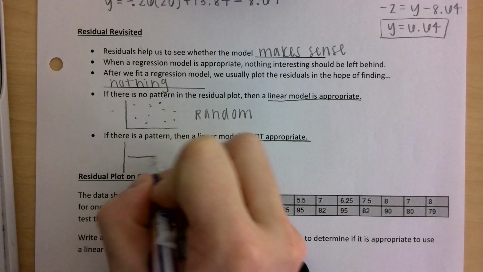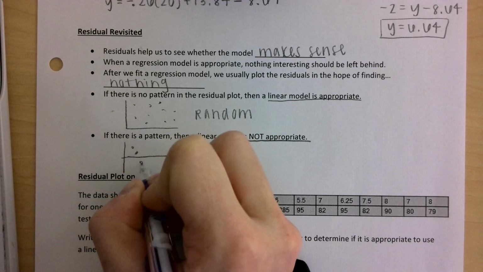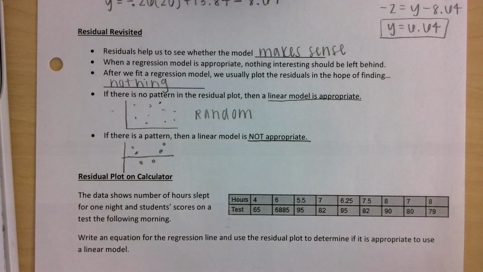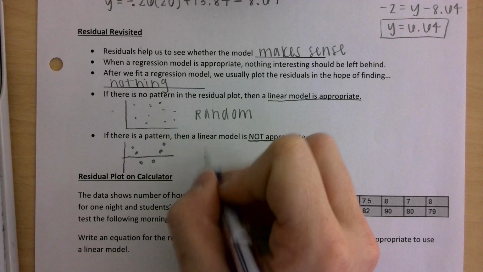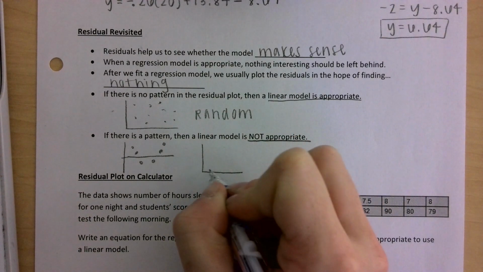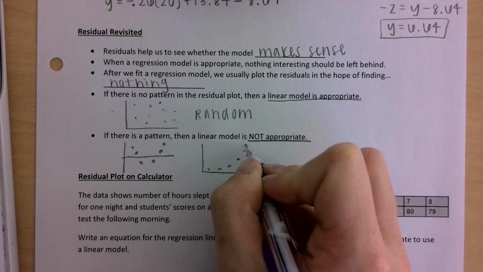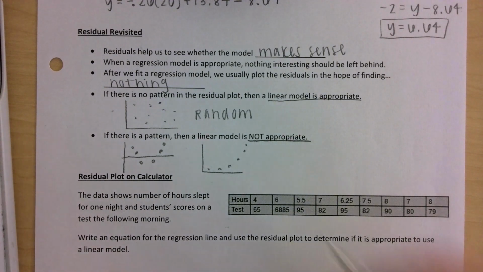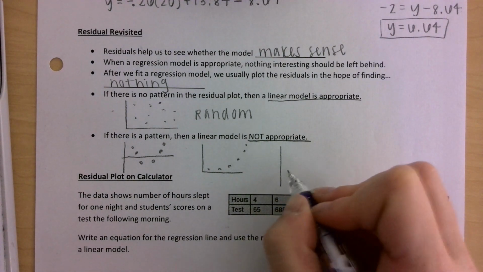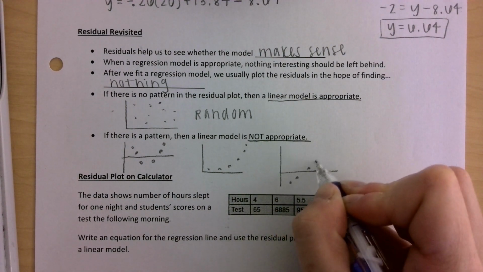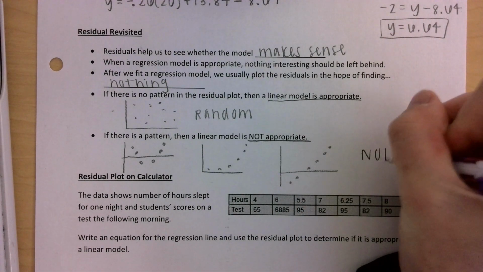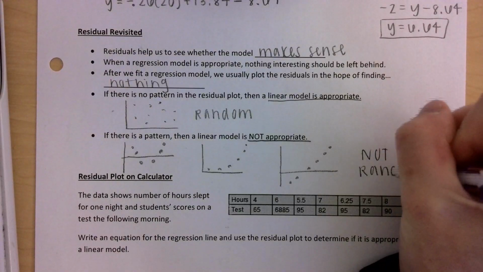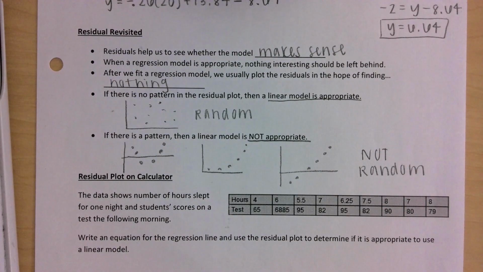Sometimes you're going to see stuff like this. Clearly there's a pattern there. It looks like it's making almost a parabola. Sometimes you'll see something like this. Again, clearly a pattern. Sometimes you might see something that just makes a straight line. Again, there's a pattern. This is not random. If it is not random, it means that a linear model is not appropriate.